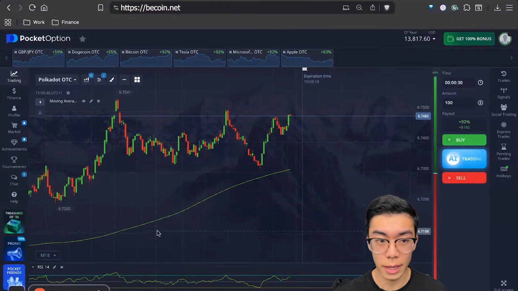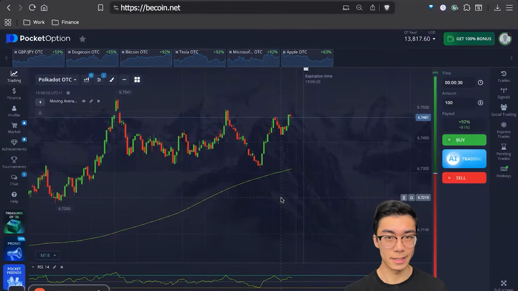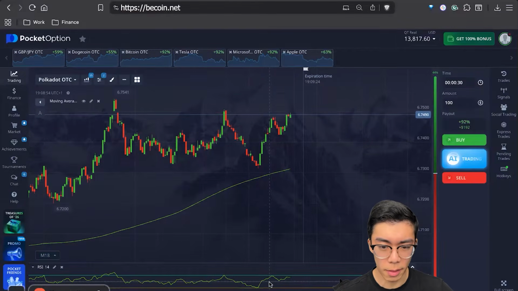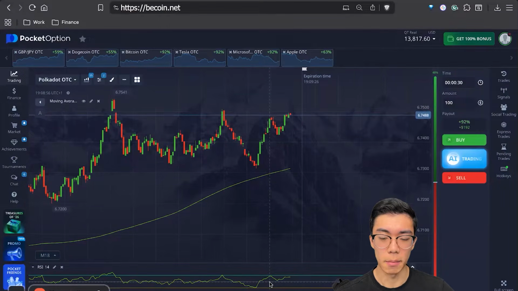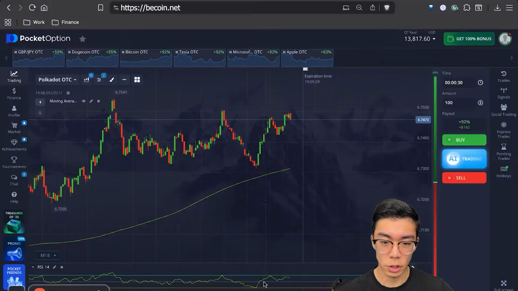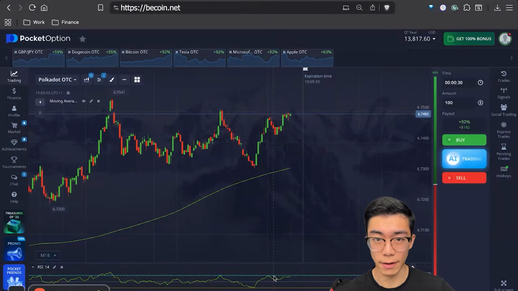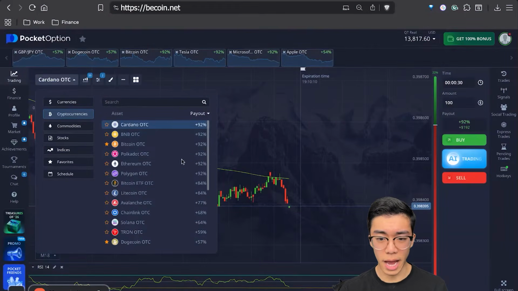is below the moving average, in that case, what you want to do is make sure you see the RSI go above. So you want to see it going close to the 60 to 70 range. Okay. So let me just go through some live trades with you right here.